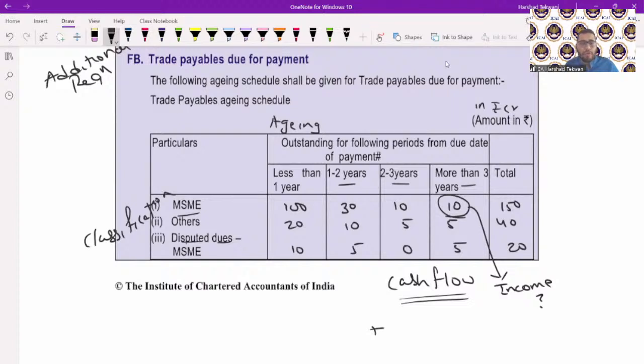This bifurcation shows how much of the transaction is being done with MSMEs and with others. Like this way, the outstanding from the period of due date of payment, this particular aging is provided, and this will give enhanced understanding to the users of how the company is going on the cash flow side, payable side, and with whom they are doing transactions and all this stuff.